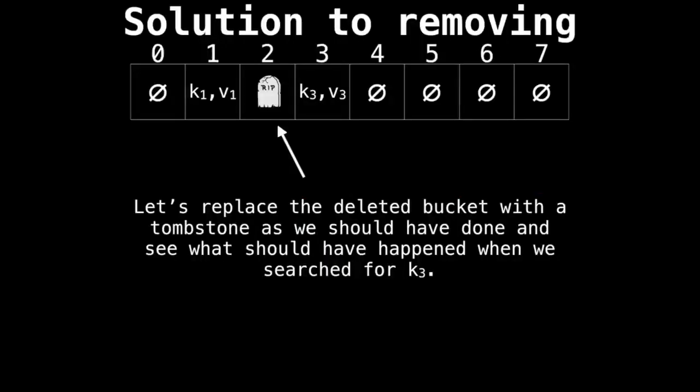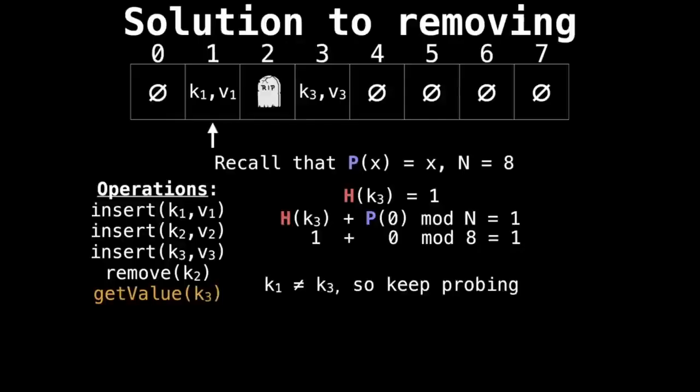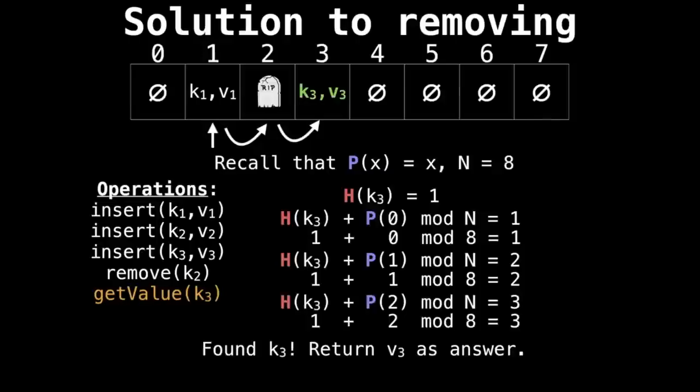So let's replace the deleted bucket with a tombstone like we should have done and see what happens when we now search for the key K3. Okay, so K3 hashes to 1. So K1 is not equal to K3, so keep probing. Alright, we hit a tombstone, so we know that that element was deleted, so keep probing. Alright, we have found K3, and we can now return its value V3 as our answer for the search.